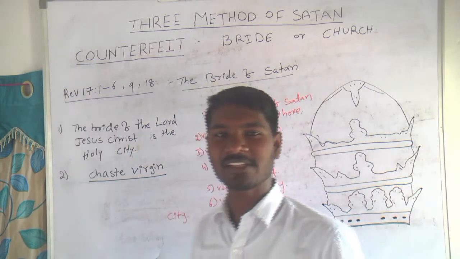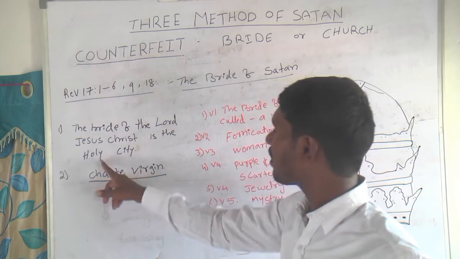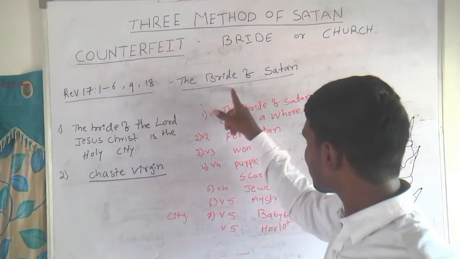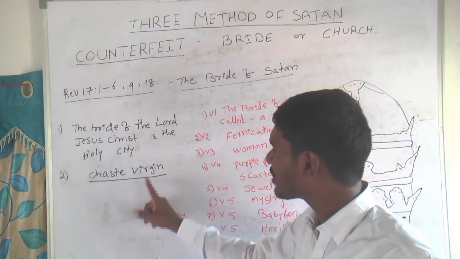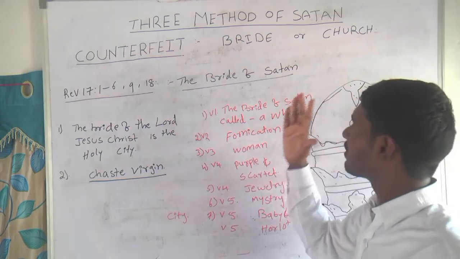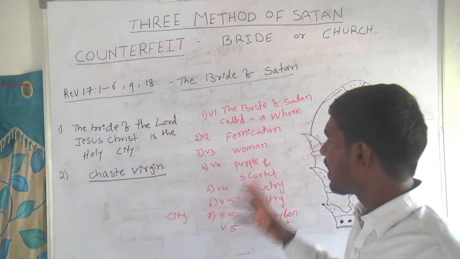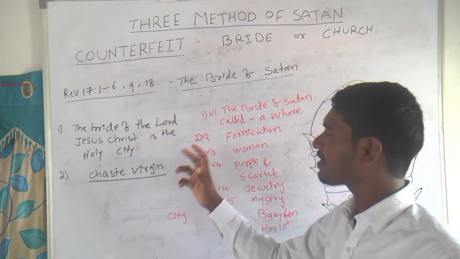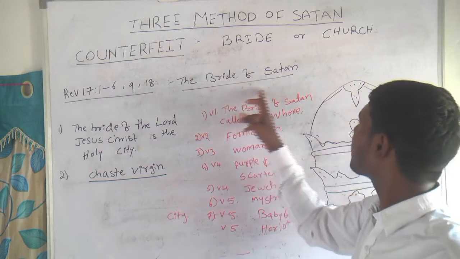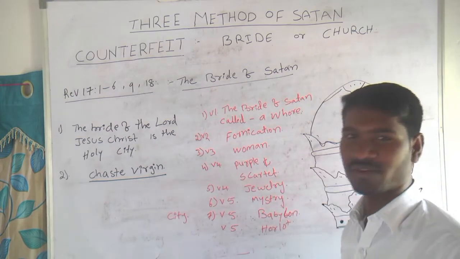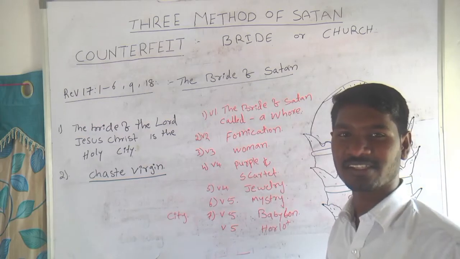So again, see how the devil imitates the Lord Jesus Christ in various places. The bride of the Lamb is called the holy city, and at the same time the bride of Satan is also called a city. The bride of the Lord Jesus Christ is called a chaste virgin, and the bride of Satan is called a fornicating woman, a whore. The bride of Christ is the holy city named Jerusalem, holy Jerusalem. The bride of Satan is the city Babylon, mystery Babylon. See how the devil imitates our Lord Jesus Christ.